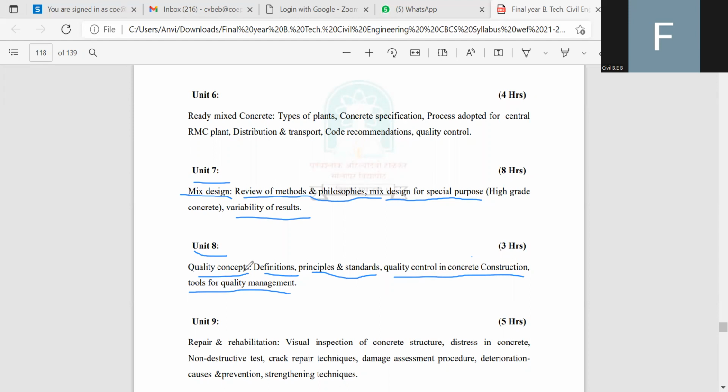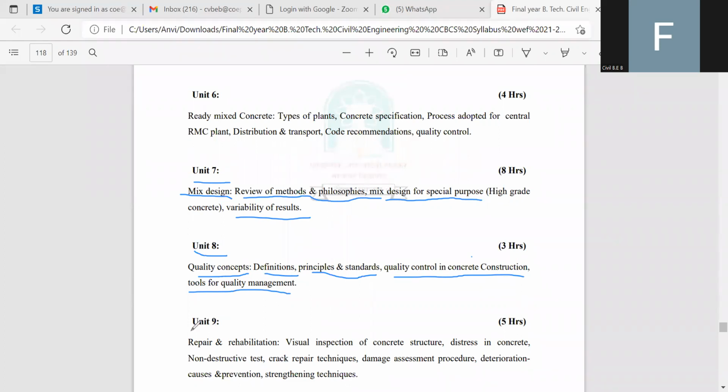So this subject is advanced concrete technology, which means it is only related to concrete. What types of concrete we have to use as per the condition, where we can use ready mix concrete, mix design, or quality of concrete. All the points come under the units here.